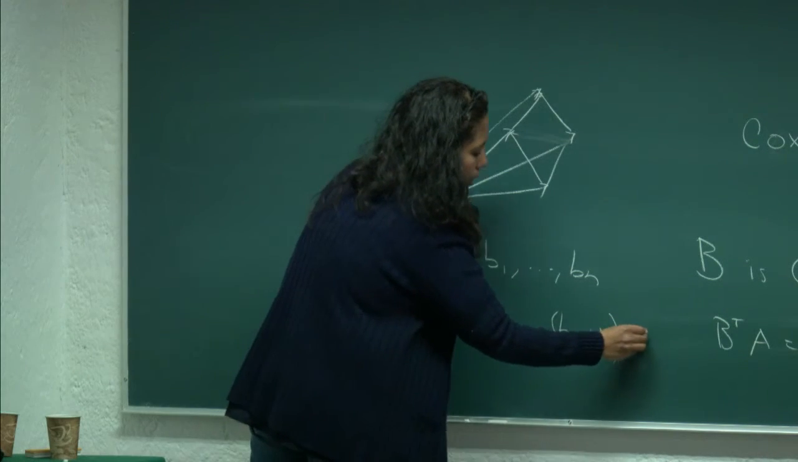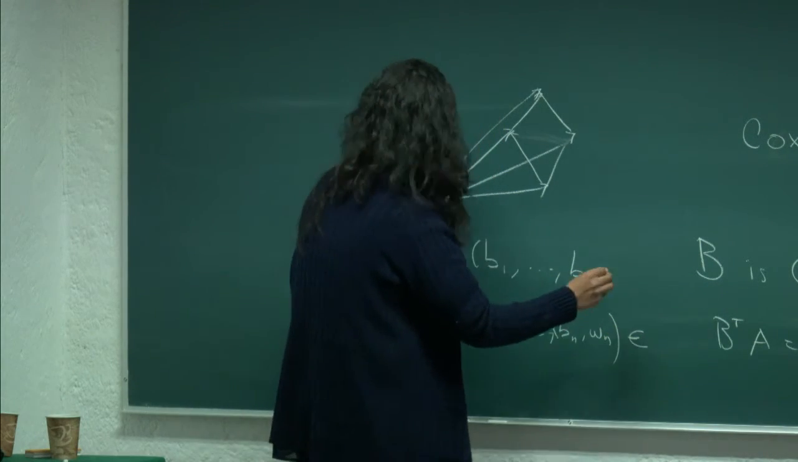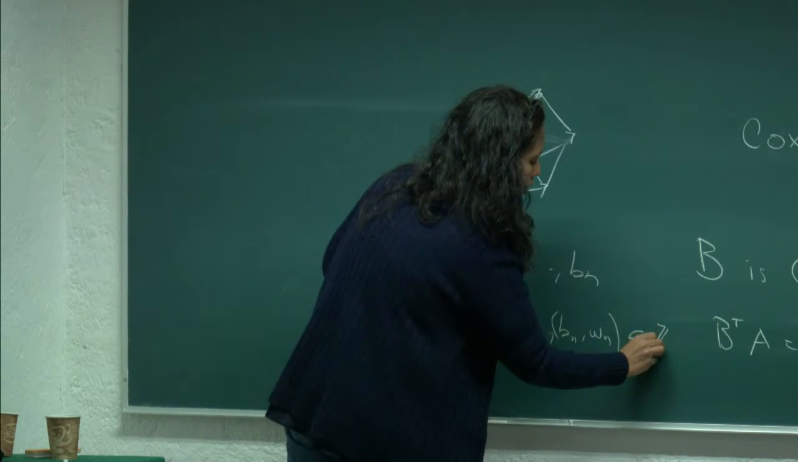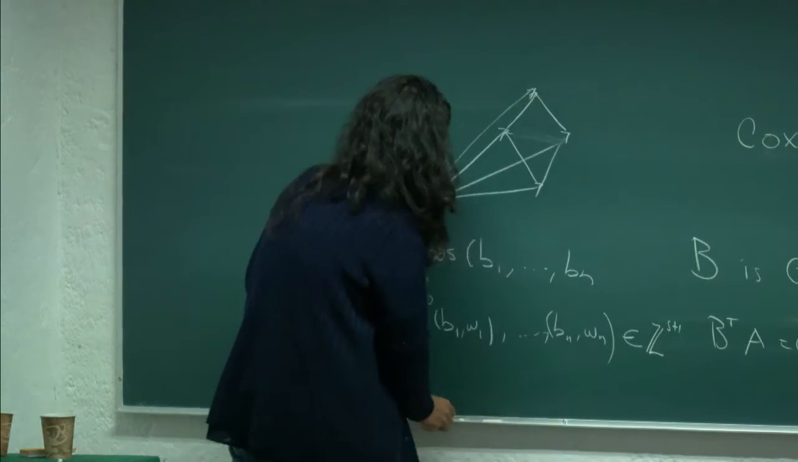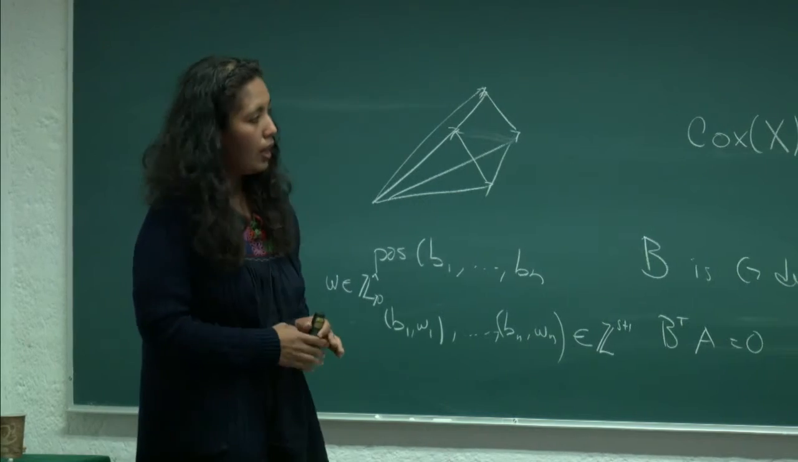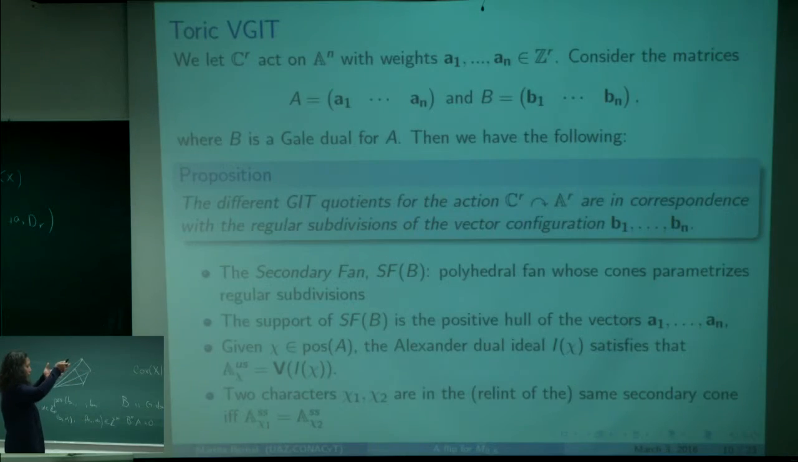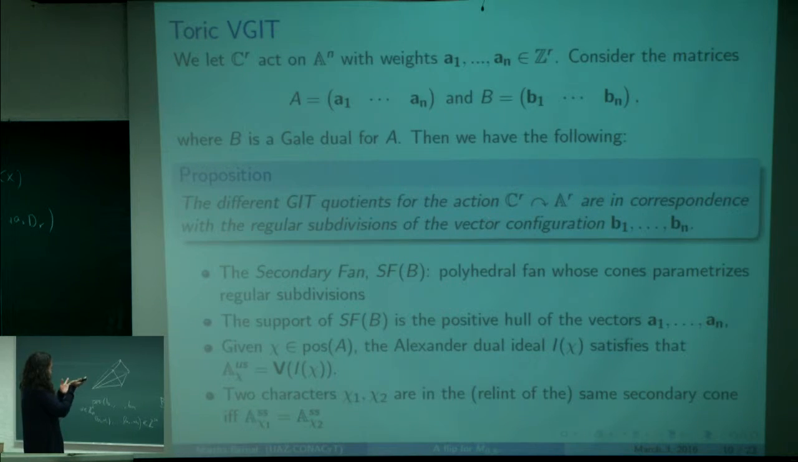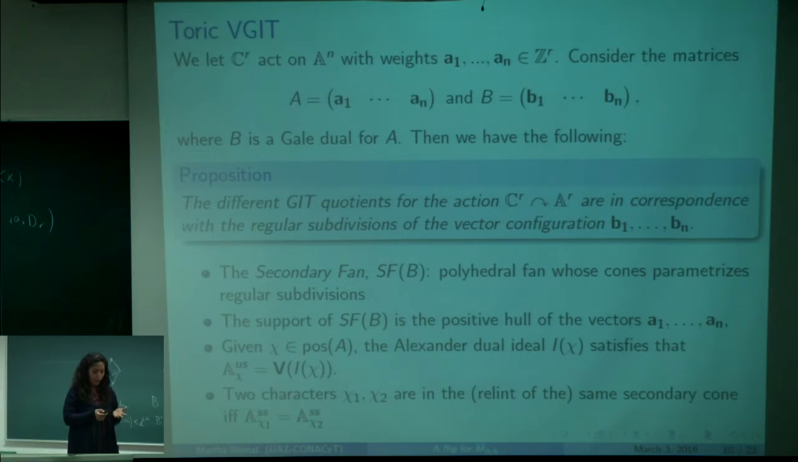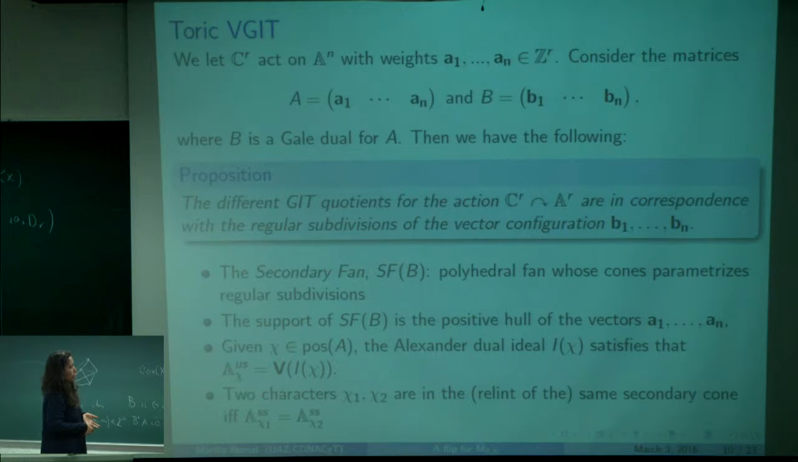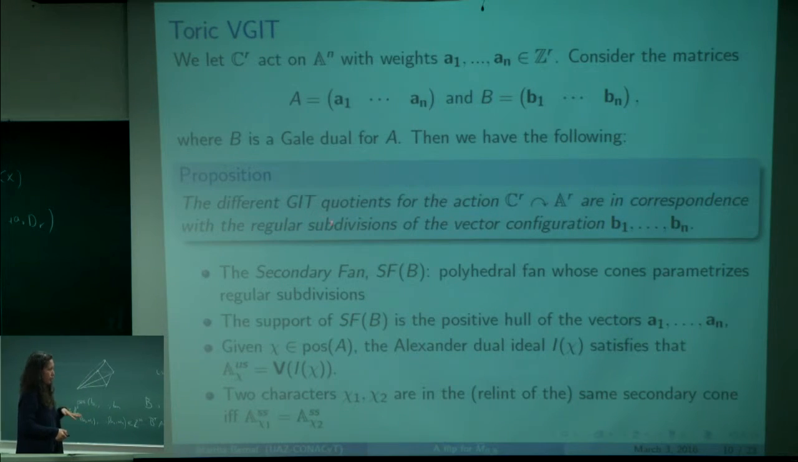And this is going to be a vector configuration in R^(s+1). So you lift it and take the positive hull of it, and then project the lower faces of this lifting to the original configuration here. In that way, you are going to get a regular subdivision. So the GIT quotients are in correspondence to those subdivisions.